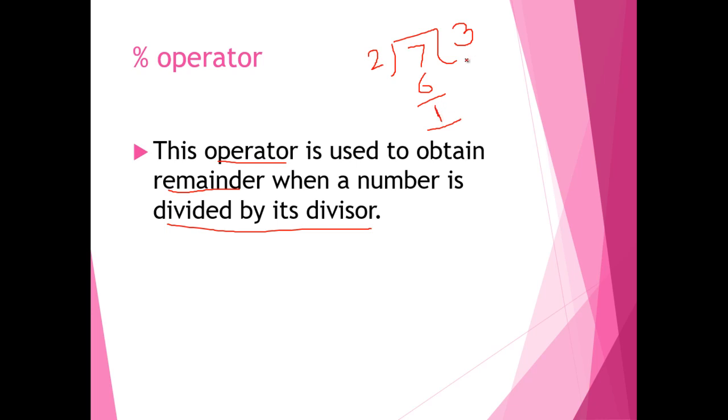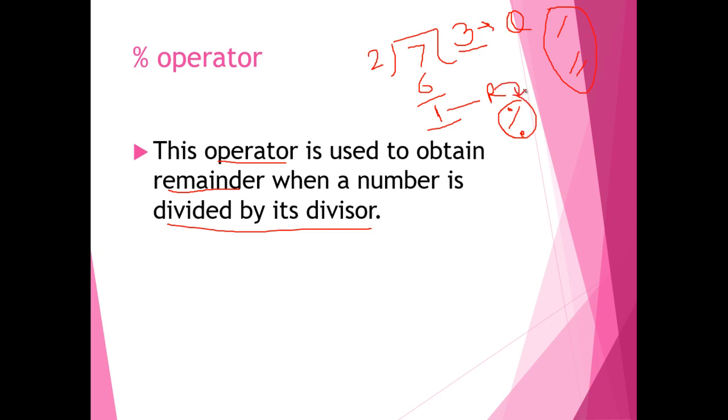Okay, and in the percentage operator the calculation will not go into decimal, so it will stop here because it can't be divided further by 2. So this one is the remainder, and this 3 is the quotient. If you want the quotient, then we have the divide operator and the floor division operator. But if we want the remainder, then we have the percentage operator.